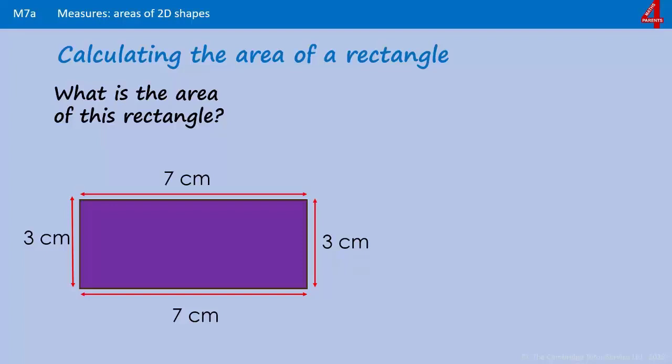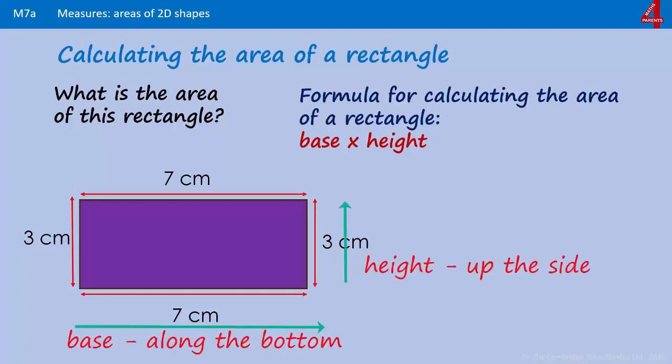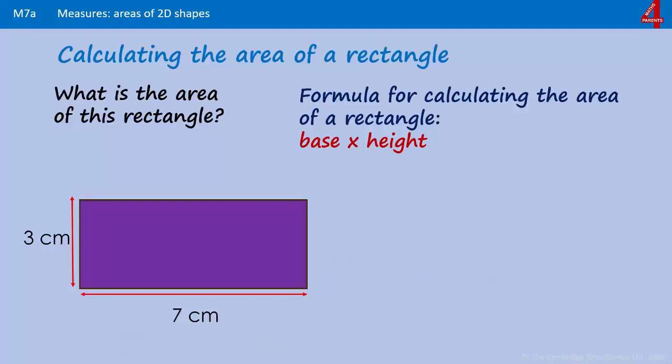This rectangle here has a width of 7 centimetres and a height of 3 centimetres. The formula for calculating the area of a rectangle is base times height. So we just need the base and the height of the shape to work out the area. And we multiply the base and the height together. 7 times 3 is 21.